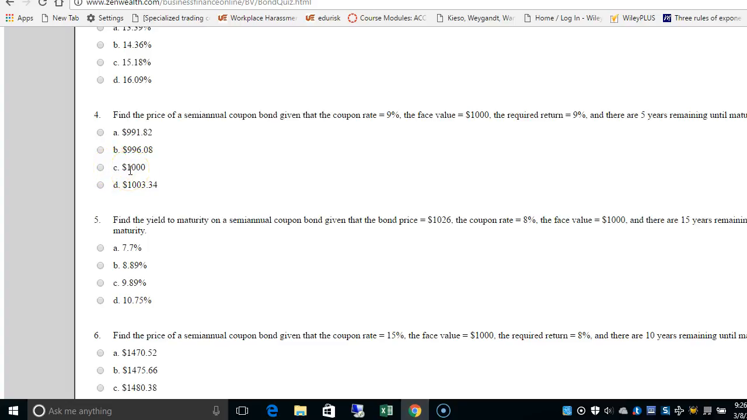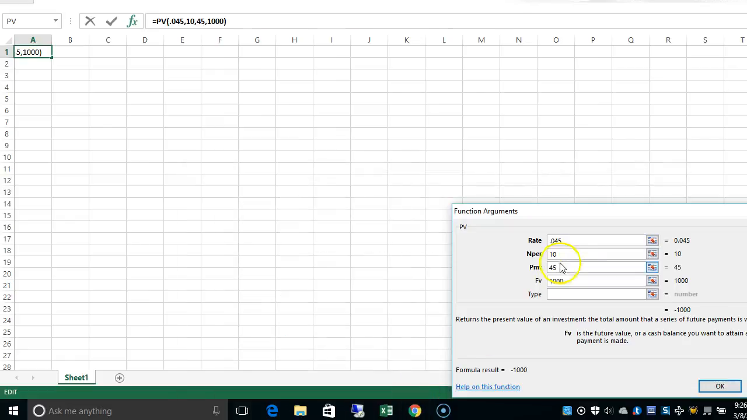And it's answer C. So notice that the price of the bond in the market that we're buying it is the same as face value because the required rate of return is the same as the coupon. So there's no premium or discount. Now, if the required rate of return was lower than the coupon, then we're going to have to pay a premium.